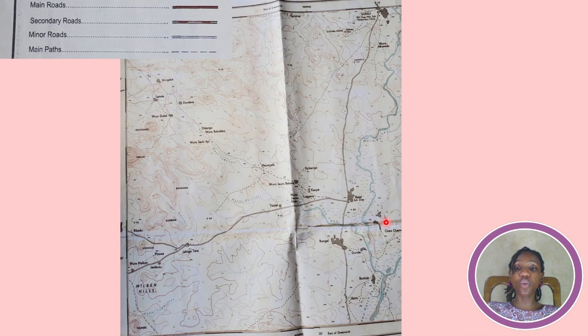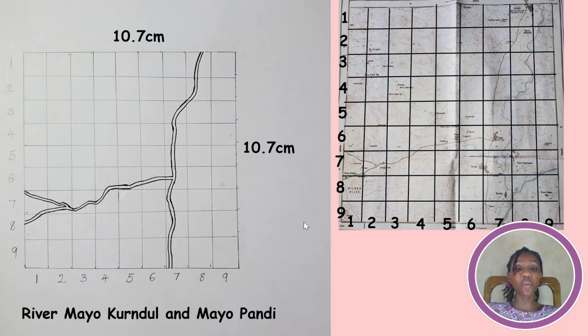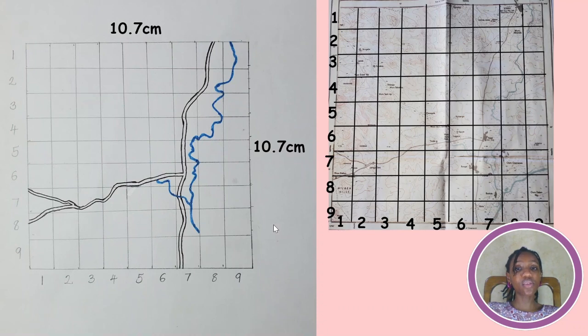To insert the road in the correct position, all we need to do is follow the grid on the map and place the road in the exact same location onto our new map. And it should look like this. Now, as you can see, we've been able to place a minor road following the grid on the map. Next, we have to put our rivers, River Mayo Kurndul and River Mayo Pandi. And we're also going to follow our grid to ensure adequate placement of the rivers. And that's going to look like this.